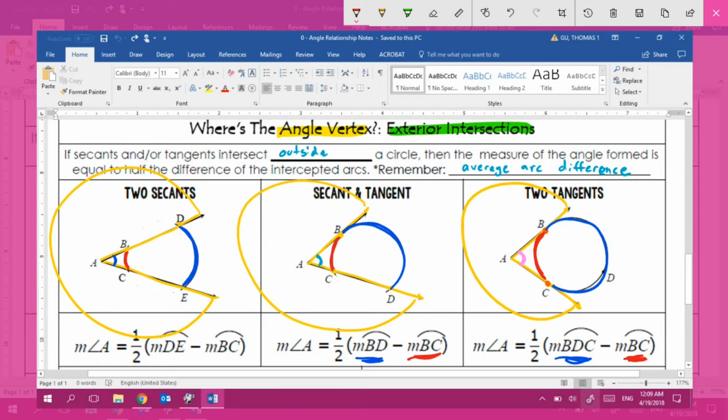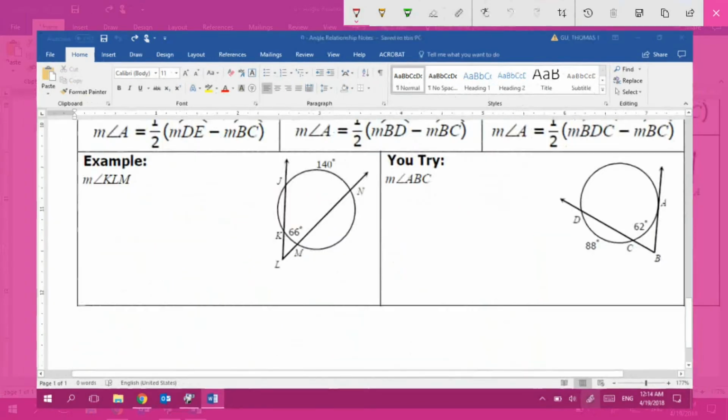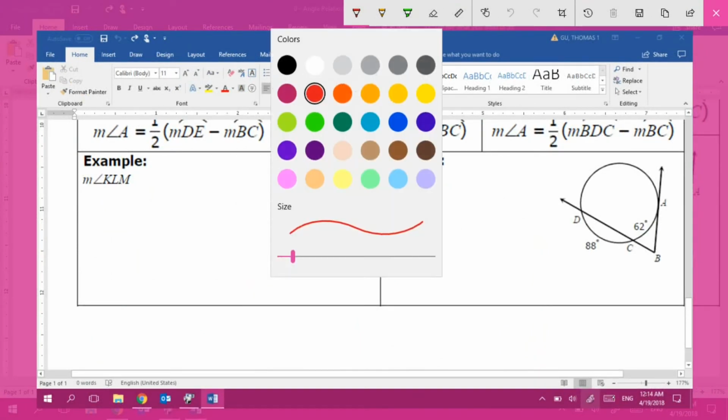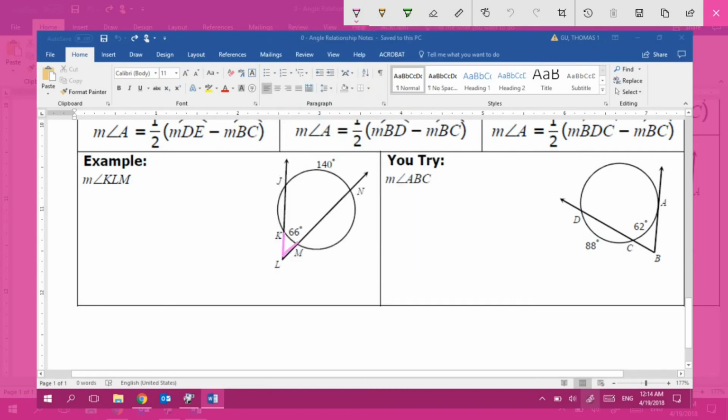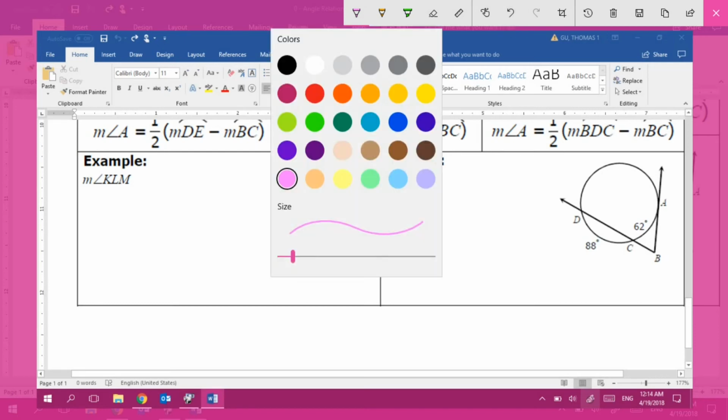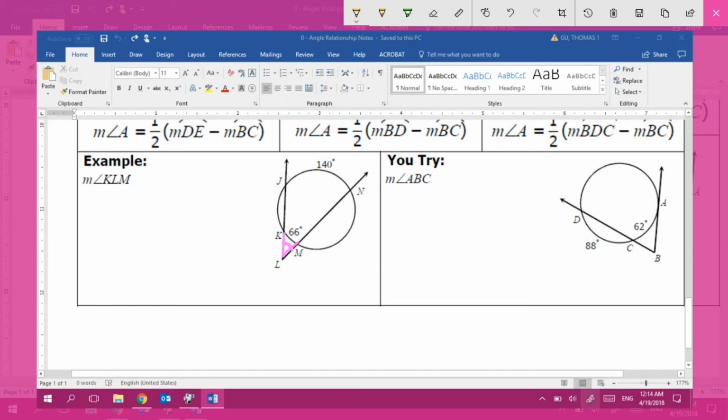So let's take a look at one of these in an example. The measure of angle KLM. Where is KLM? That is going to be right, let's see, K to L to M. So that's going to be right there. I want this. All right, so now look, I'm going to use my super secret strategy of drawing Pac-Man. So look, I've got one right here. And one, so I've got two secants here.